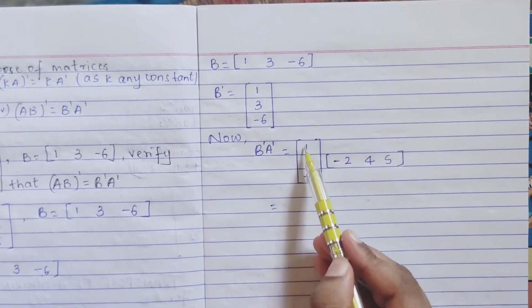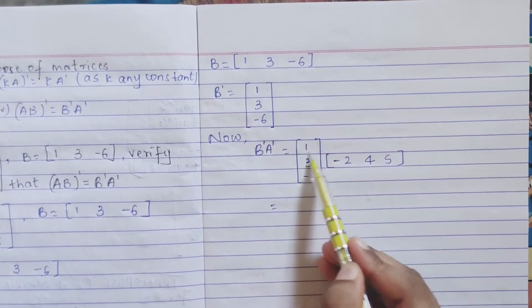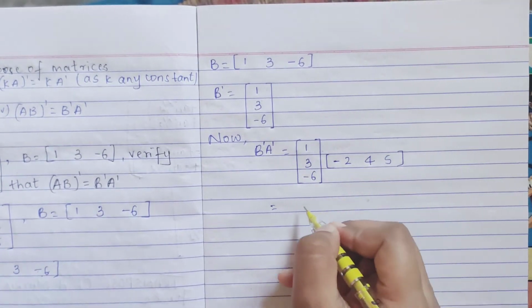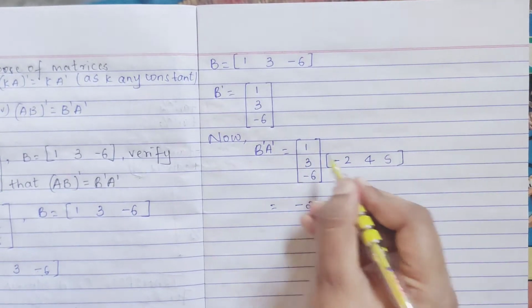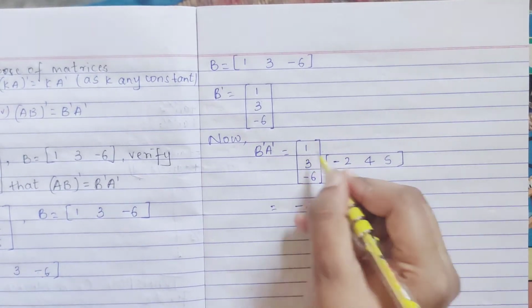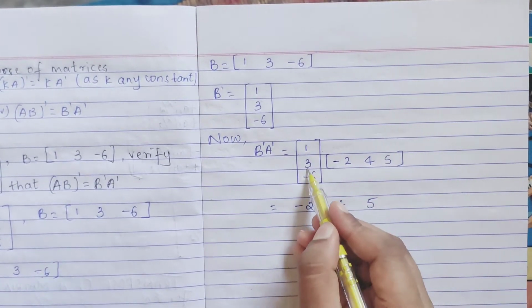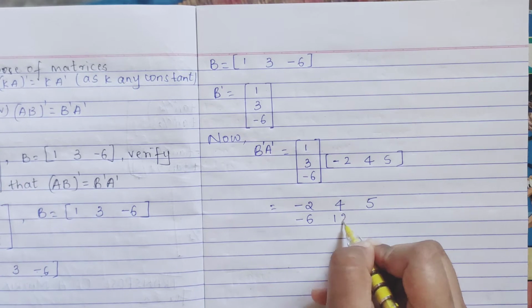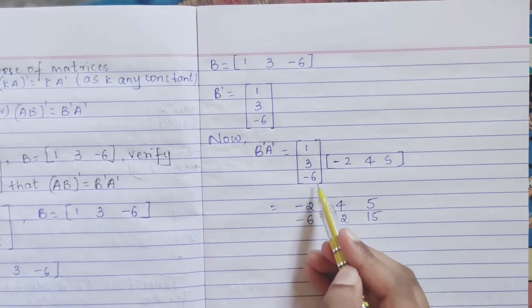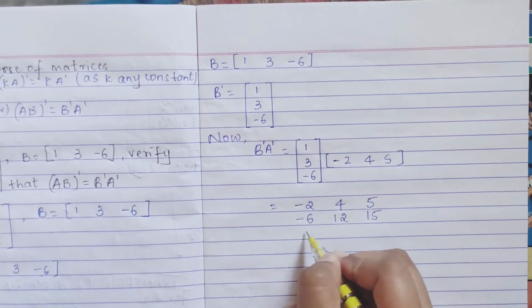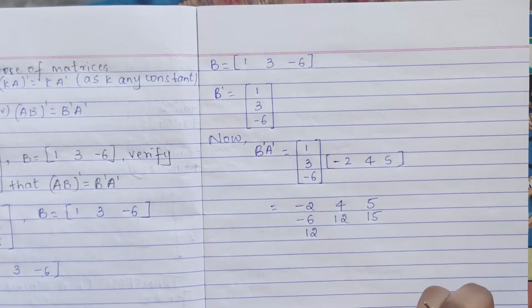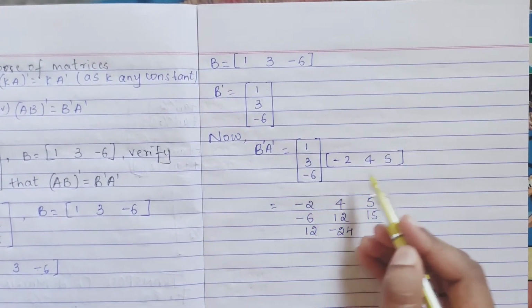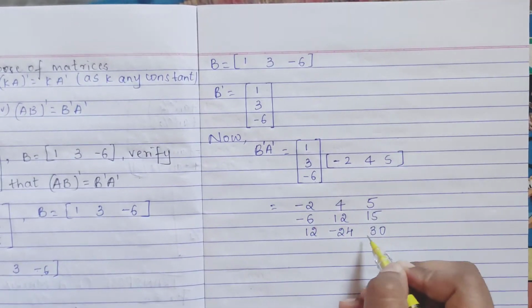Same way, multiply it. First row, first column; first row, second column; first row, third column, right? So 1 into -2 is -2, because the minus sign is there. 1 into 4 is 4. 1 into 5 is 5. Next, 3 into -2 is -6. Plus into minus is minus. 3 4s are 12. 3 5s are 15. -6 into -2 is 12. Minus into minus becomes plus. 6 into 4 is 24. Minus into plus becomes minus. 6 5s are 30. Minus into plus becomes minus.